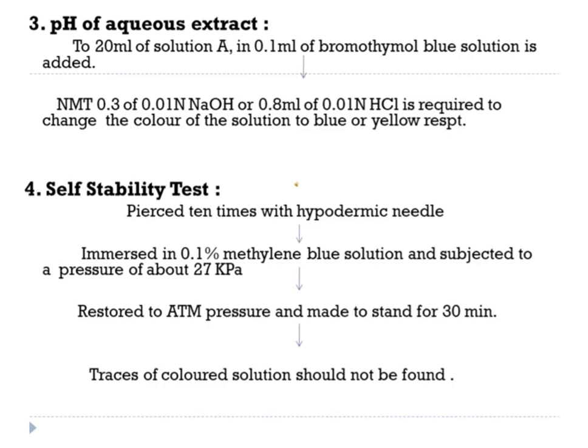For self-sealability test, pierce 10 times with hypodermic needles, then immerse in 0.1% methylene blue solution and subject to a pressure of about 27 kPa, then restore to atmospheric pressure and let it stand for 30 minutes. Then no trace of the color solution should be found.